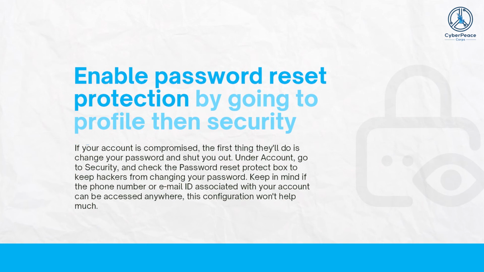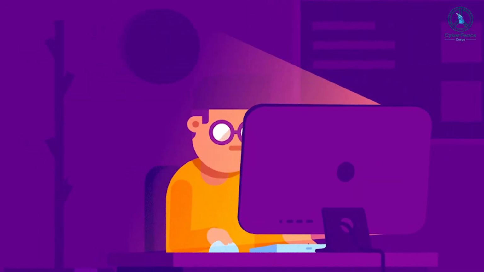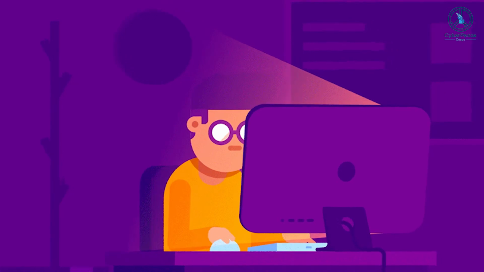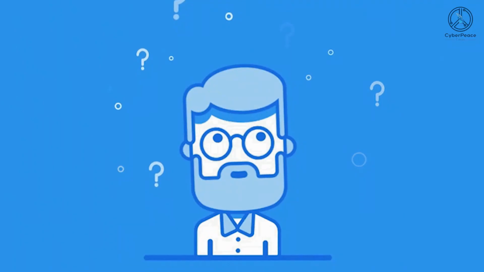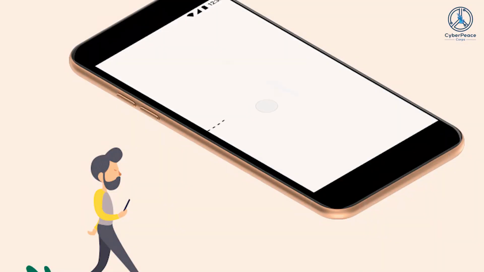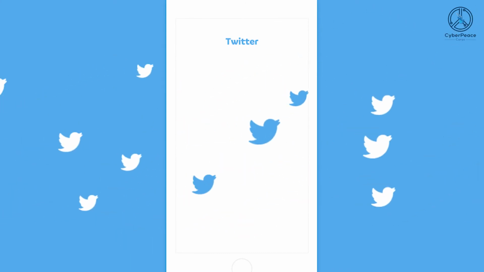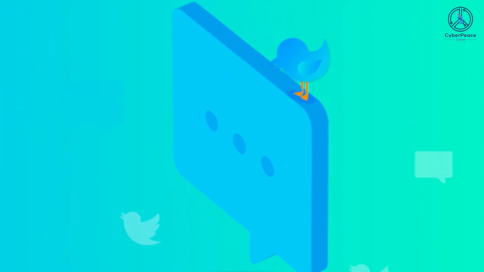Enable password reset protection by going to Profile, then Security. If your account is compromised, the first thing they'll do is change your password and shut you out. Under Account, go to Security and check the Password Reset Protect box to keep hackers from changing your password. Keep in mind, if the phone number or email ID associated with your account can be accessed anywhere, this configuration won't help much. Now, open your Twitter app and secure your account right away.